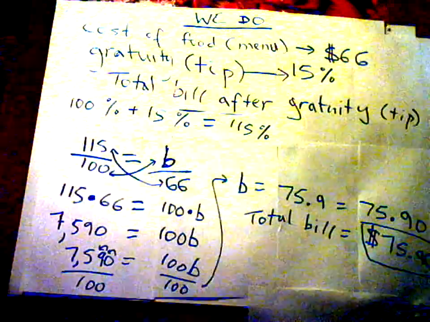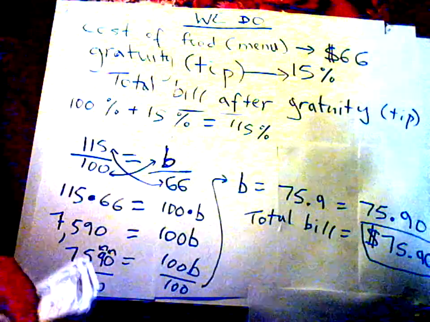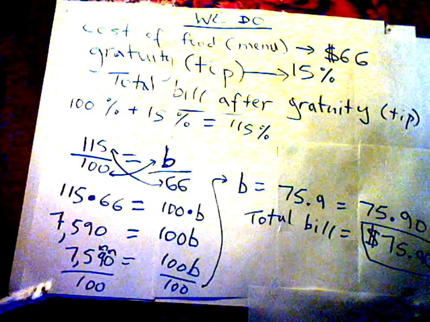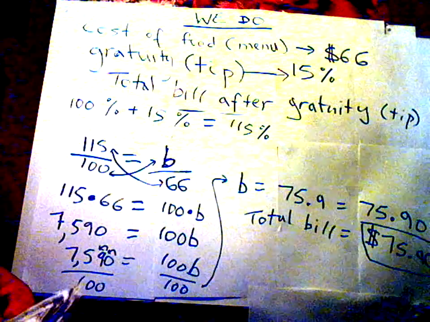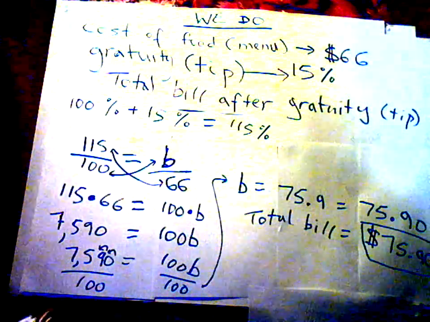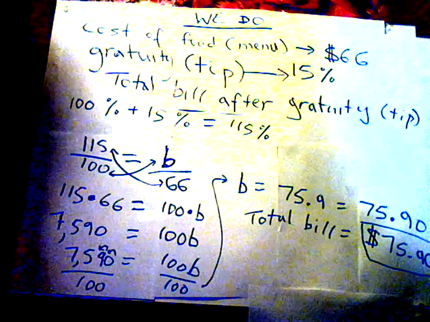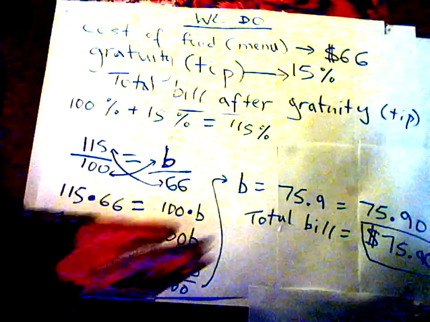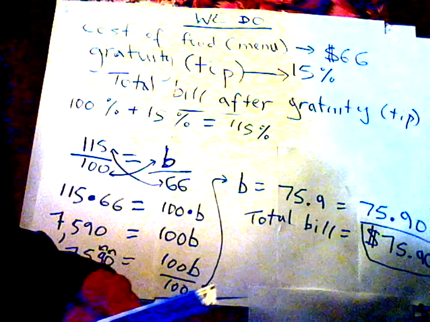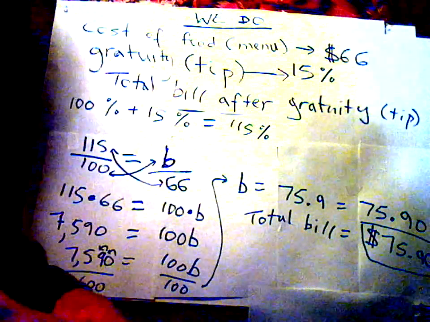Oh, by the way, let me show you that I have my information here. So here's my tip. I calculated my tip, by the way, and when I calculated my tip, I got $9.90. See, I have my tip, $9.90 for my tip, and I have $66. So add $9.90 to 66 and I get 75.90.